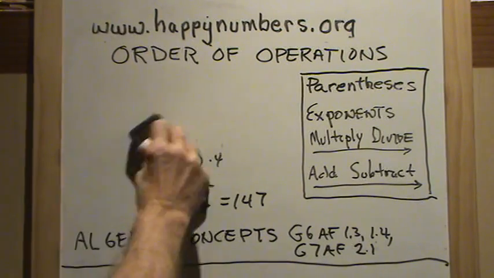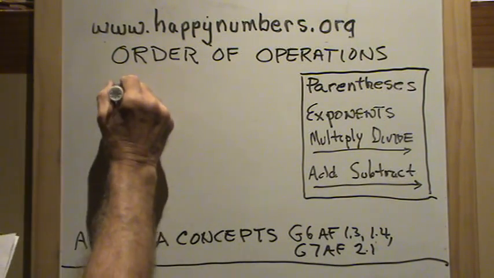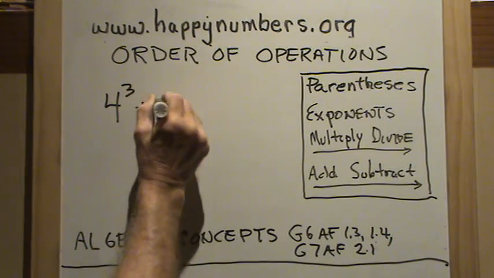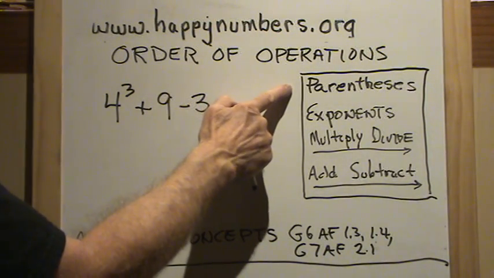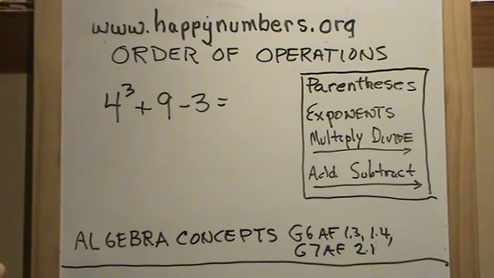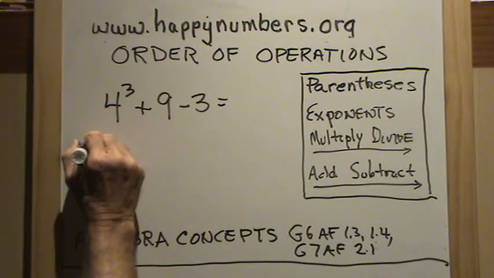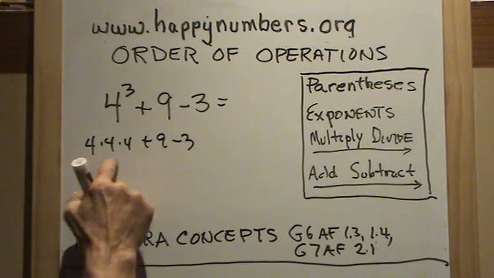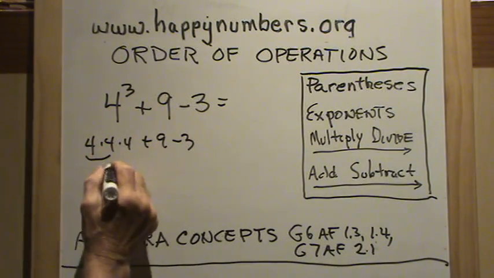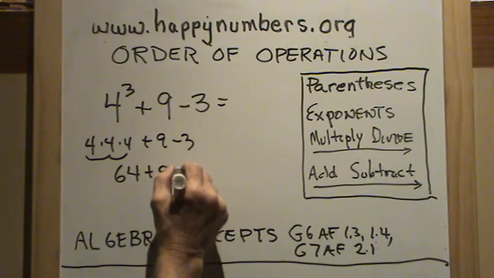Let me put up another problem for you. Let's take this one. Let's take 4 cubed, or 4 to the third power, plus 9 minus 3. Well, we do not have any parentheses here, so we don't have to work with that. But we do have exponents, so we'll have to do this first. So this will be 4 times 4 times 4 plus 9 minus 3. 4 times 4 is 16. 16 times 4 is 64 plus 9 minus 3.